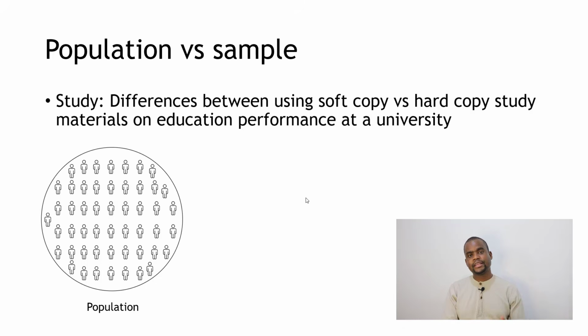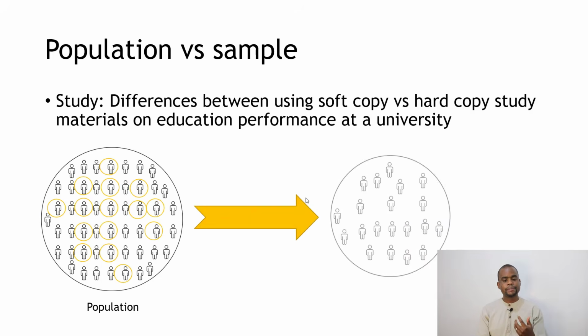But like I've said, you might not be able to study all of them. That's why you're going to take a subset of those people. You're just going to pick a few people and we call that your sample. So now your sample is just a subset of that population that you're going to try to study.